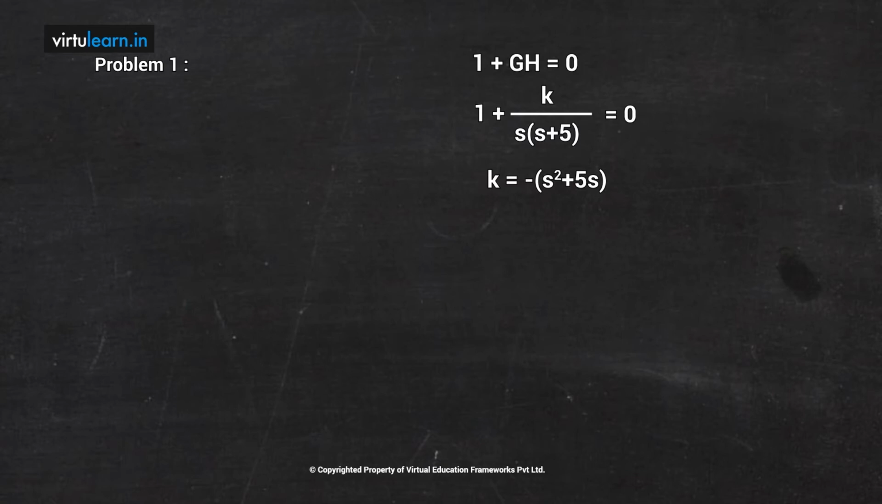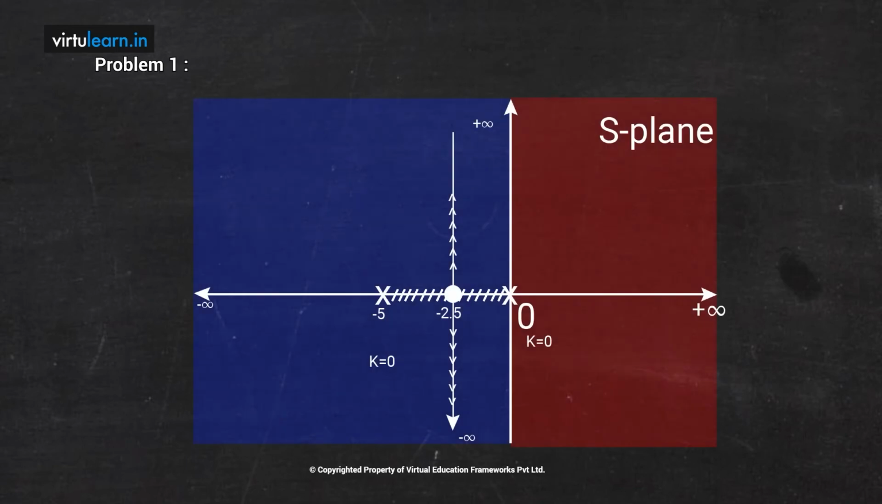Then we write k as a function of s: k is equal to minus of s square plus 5s. If you differentiate it, dk by ds is equal to 0, which gives 2s plus 5 is equal to 0. So s is equal to minus 2.5. Is minus 2.5 valid or invalid? Let us check. Minus 2.5 lies in between 0 and minus 5. Therefore, there exists a breakpoint. Whatever you get, minus 2.5, that is a valid breakpoint.